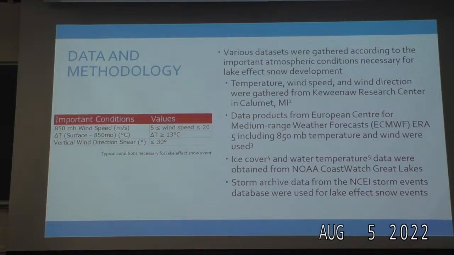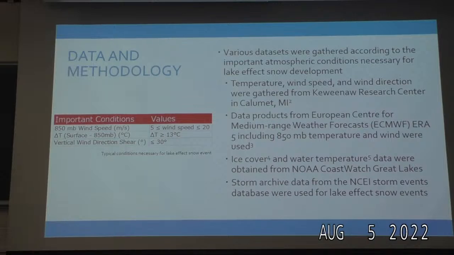We grabbed data products from the ECMWF, ERA5, which was reanalysis data, and this included 850 millibar temperature as well as wind speed and direction. And then we grabbed ice cover and water temperature data from the NOAA CoastWatch Great Lakes, and this was just a buoy in the middle of the lake. And then I grabbed storm archive data for the events for lake effect snow impact in Michigan from the NCEI Storm Events database. This first table here shows the typical conditions necessary for lake effect snow events to develop.